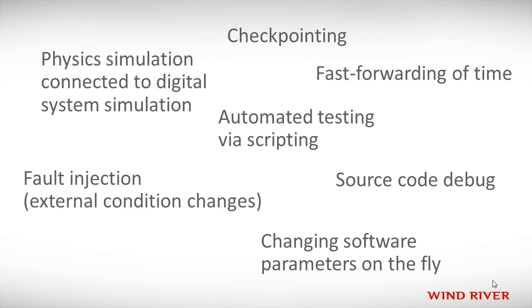We automated our tests using Simics scripts. We used a Simics source code debugger to check up what's going on and also to actually change some software parameters on the fly. And we used fault injection to vary external conditions to test the software under various conditions without having to build complicated labs in the real world.